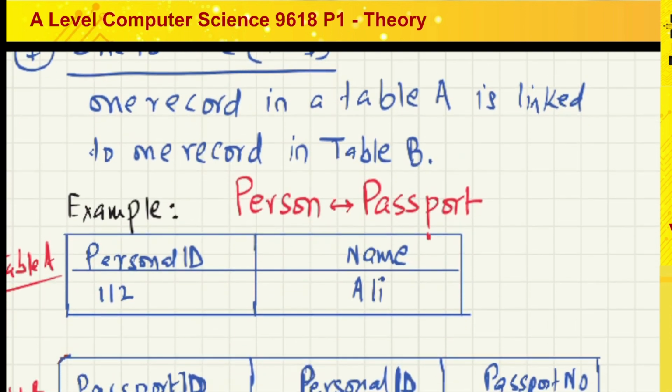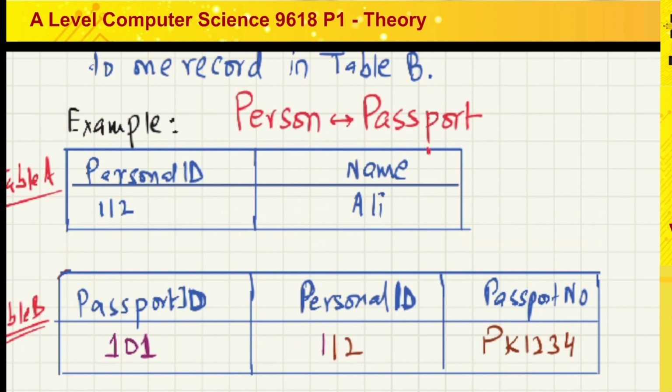So in table A, which is related to the person, we will have the person ID and the name. The person ID is 112 and the name is Ali. And in the passport table, when the relationship is established between the person and the passport, the passport ID is 101. So in table B, we have passport ID and person ID, and this table is further linked here. The passport ID is 101, the person ID is 112, which is this, and the passport number is PK1234. All right, so this is the passport ID and the passport number. We can see that this kind of relationship is a one-to-one relationship. This is an example of a one-to-one relationship.